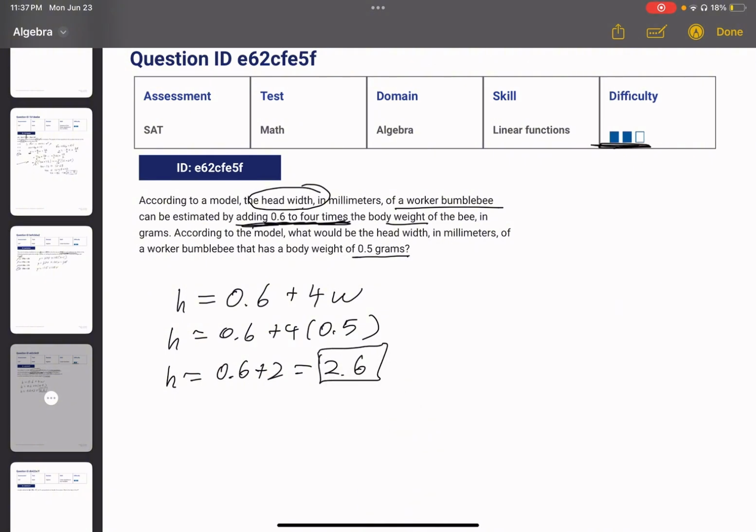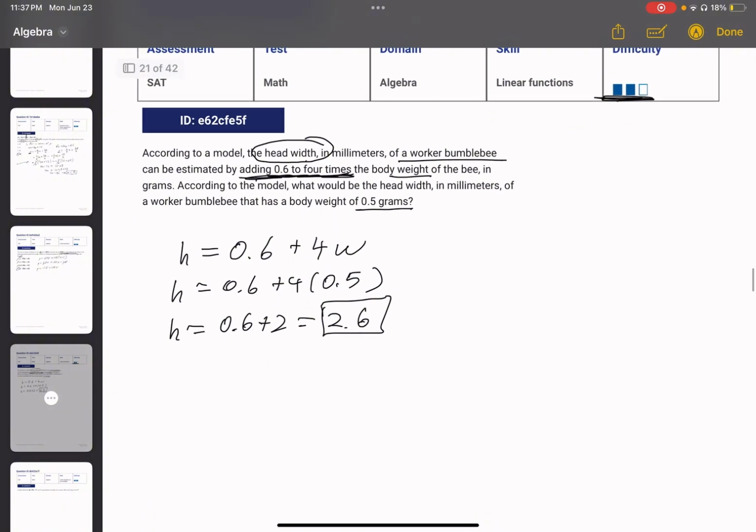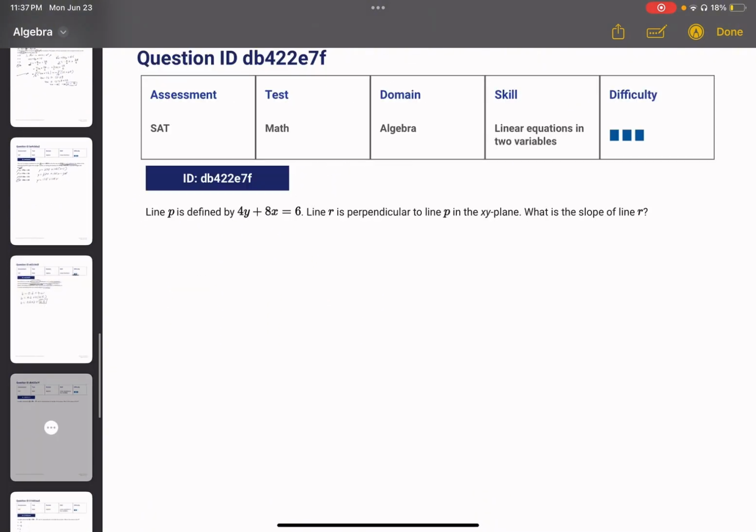I thought that was a relatively hard question just because of how obscure the wording of this is and the purpose even of the problem. Like, why are we finding the head width of a bumblebee? But that's beside the point.